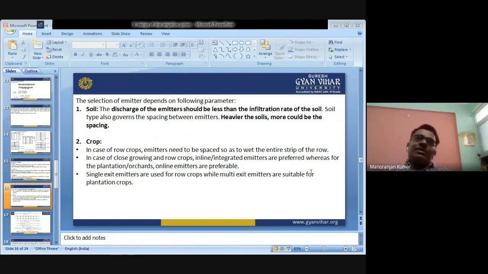Integrated emitter is nothing but one type of inline emitter in which the emitter is fixed inside the lateral. So inline or integrated emitters are preferred, whereas for plantation or orchard, online emitters are preferred. Online is a tailor-made emitter, and integrated is a factory-made emitter. From the factory, the integrated emitter comes already fixed. Now the single exit emitters are used for the row crops, while multi-exit emitters are suitable for plantation crops.